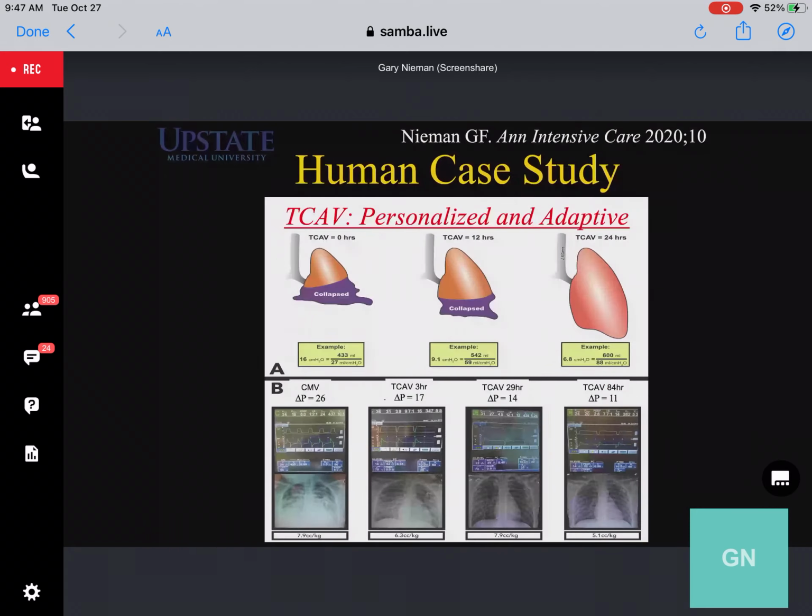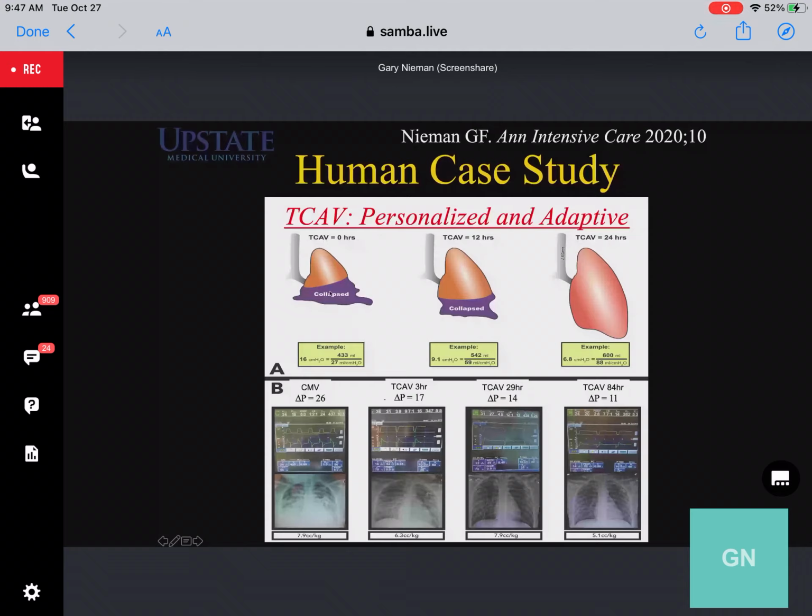This is in a review paper recently published and showed how TCAV is personalized and adaptive. Now this is in patients. This is what we believe is happening. So we put this is a brain dead lung donor. We put the patient on TCAV immediately.